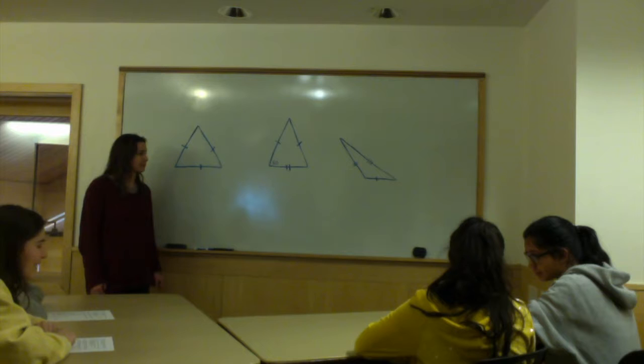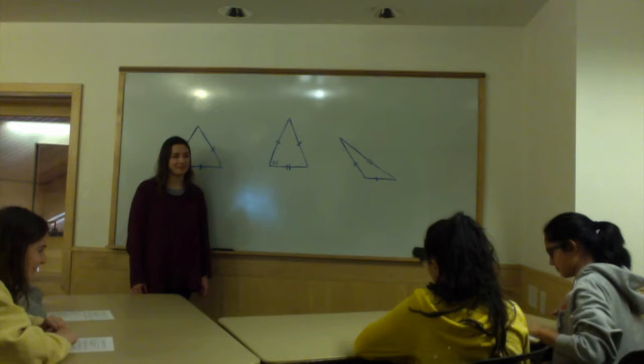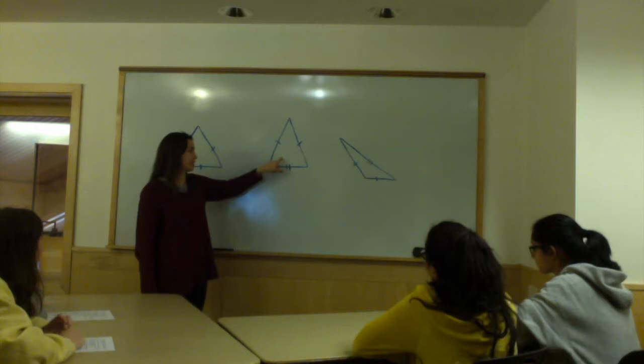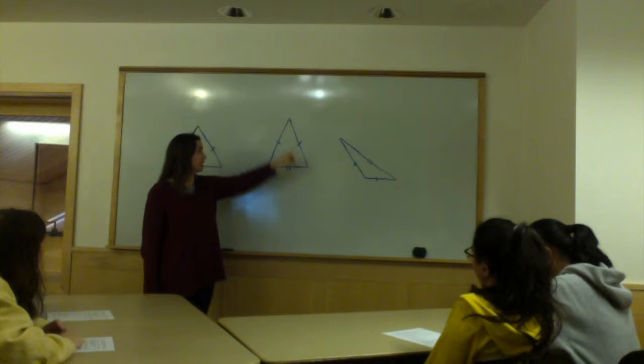All right, does anyone have an answer? 40? Yes, so this one up here is 40, and we know that because since this side is equal to this side, the opposite angles are the same. So we know that this is 60, and then 180 minus 60 minus 60 equals 40. Very good. All right.